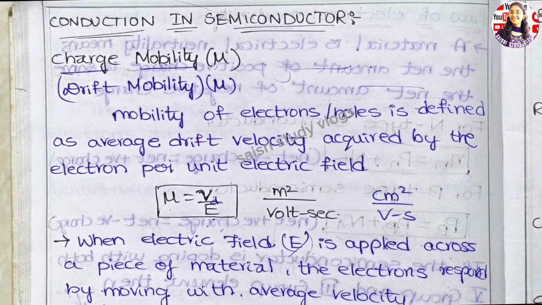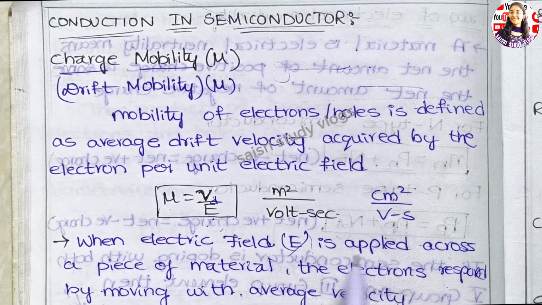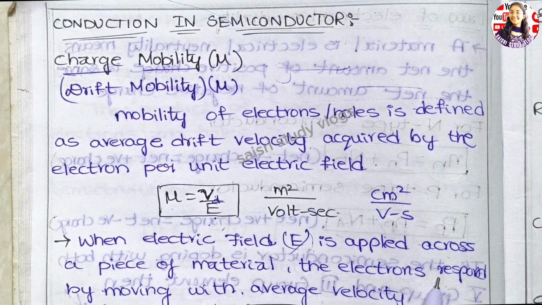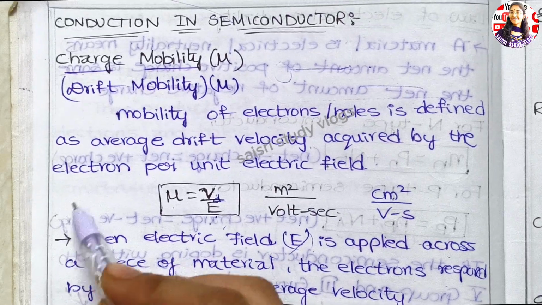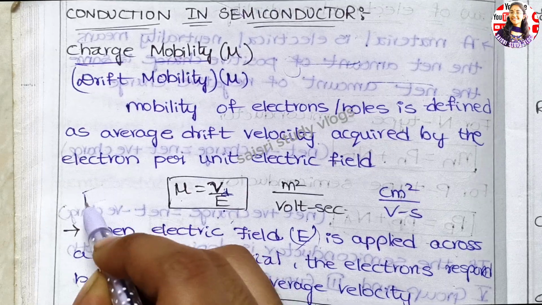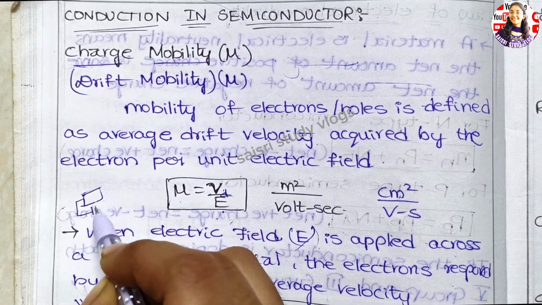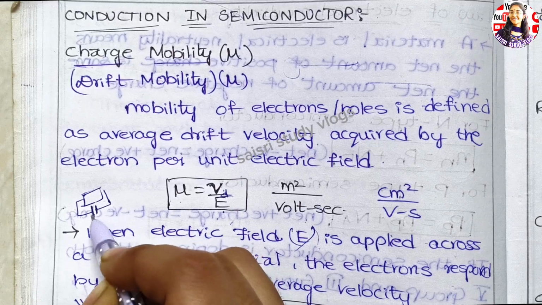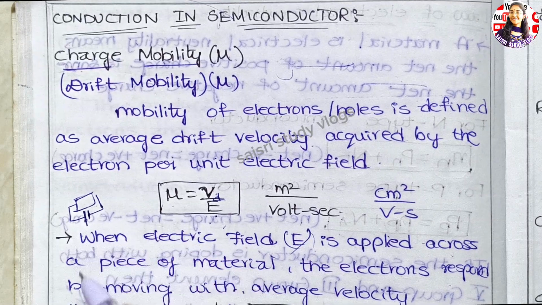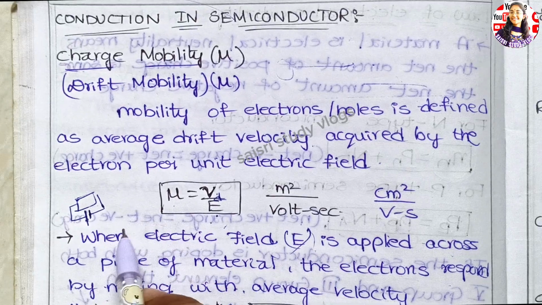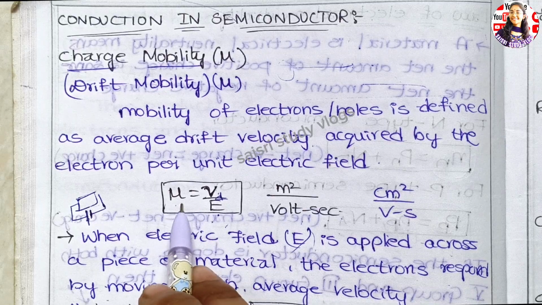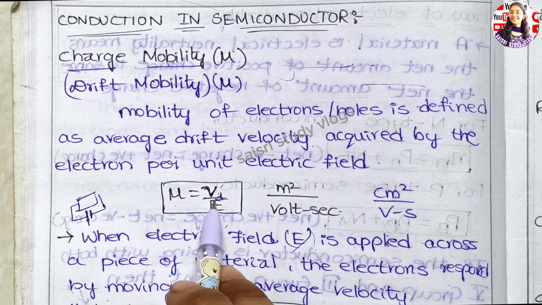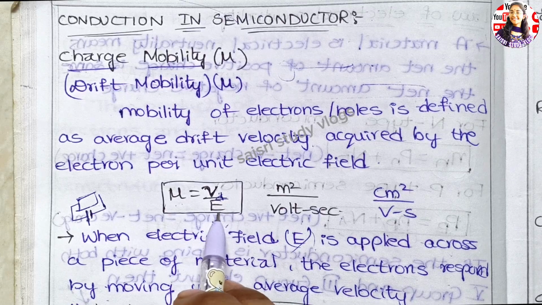Here they have explained, when electric field E is applied across a piece of material, the electrons respond by moving with the average velocity. So when a semiconductor is applied with an electric field, that is nothing but connecting a battery, then the electrons or the holes will move. That is known as the charge mobility, and it is defined as drift velocity per unit electric field.